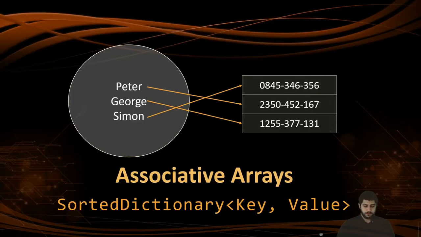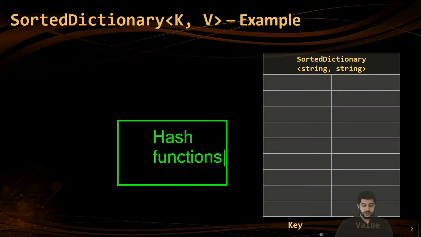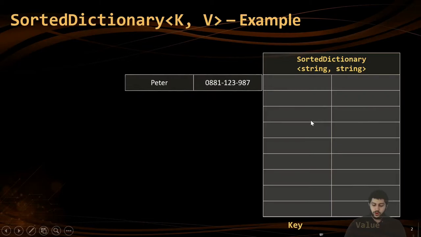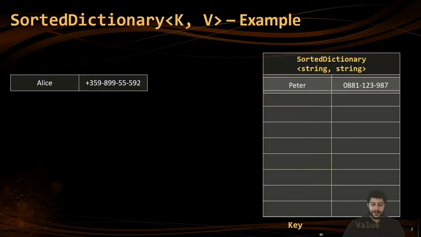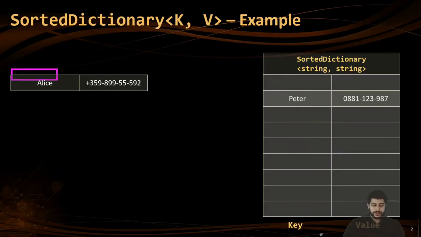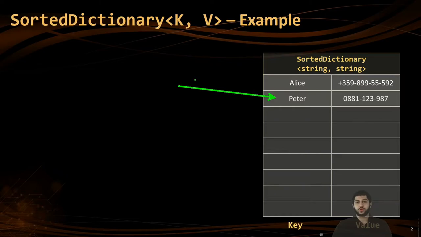Okay, now let's see what happens here. And by the way, the hash function is omitted, but it might still be here. First of all, we get Peter. So Peter is here. We have 0881123987. And then we get Alice. Imagine now, Peter is higher than Alice in order. In alphabetical order, P is after A. So what happens now is P is going to get shifted to the second place so we can fit in Alice. And after the operation is done, everything is ordered alphabetically.